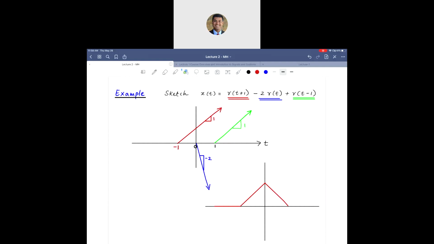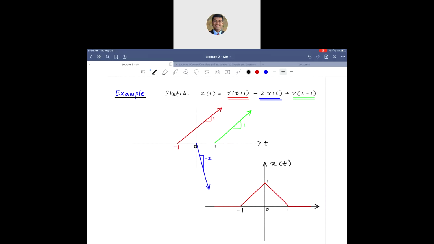What happens after 1? Time greater than 1, you have two guys that are increasing with a slope of 1, one guy that is decreasing with a slope of 2. That means they will cancel out and you have nothing there. This is going to be your x of t. That is going to be 1, 0, 1, -1. So a triangle looking waveform. All right, I hope that was helpful as well.